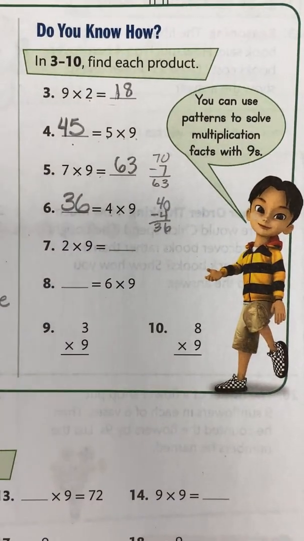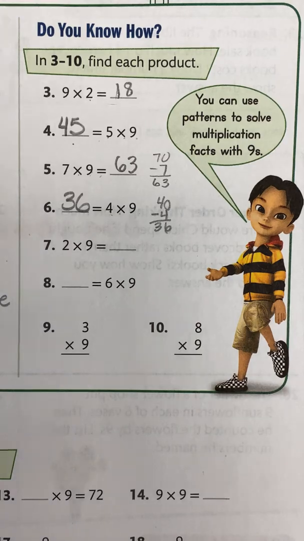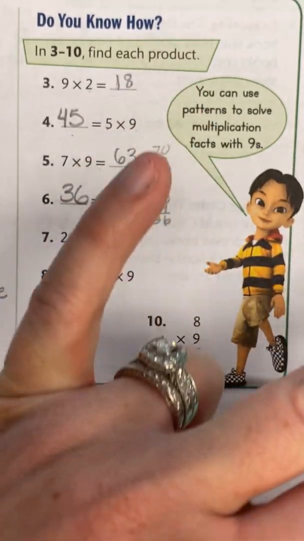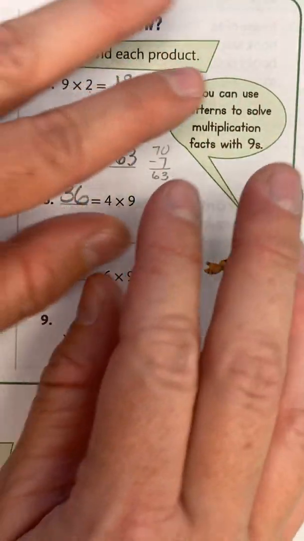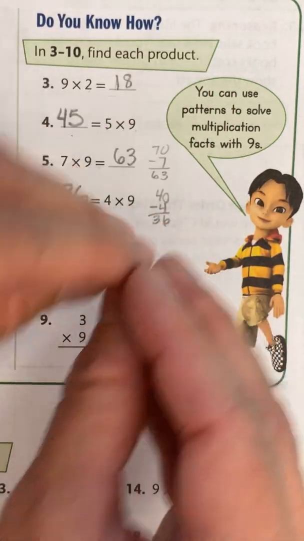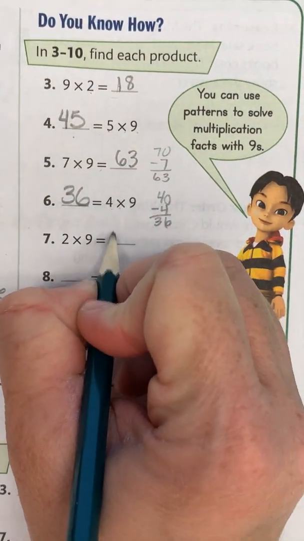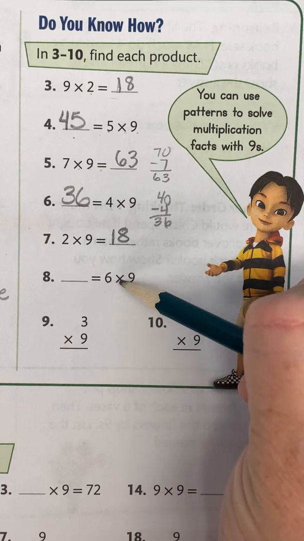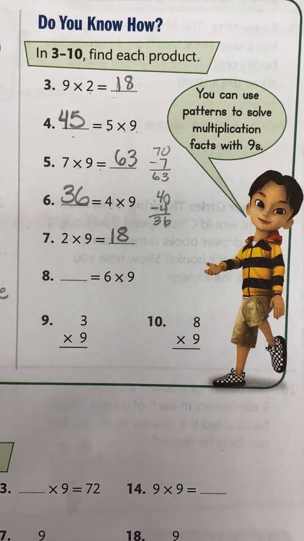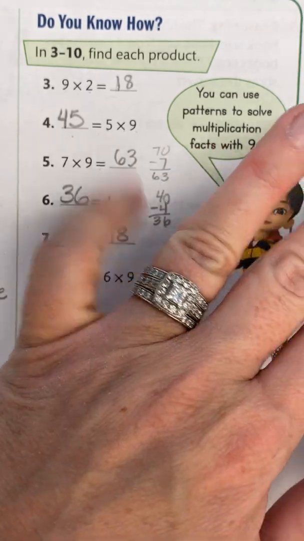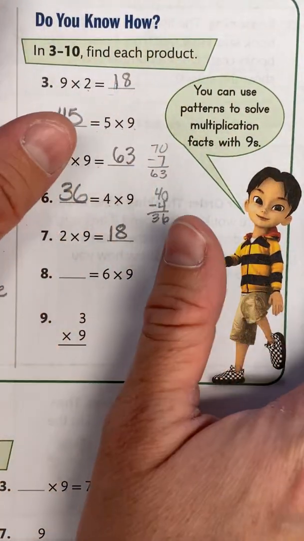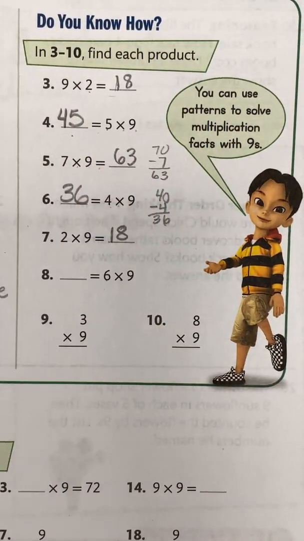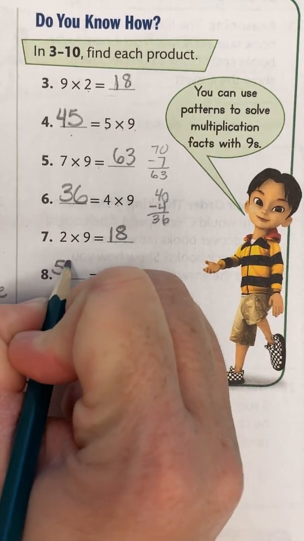2 times 9. I'm going to use my hands for this one. I'm going to use my fingers. 1, 2. I'm going to hold down that finger. I've got a 1. And get all my other little fingers in here. How many is that? 8. 18 is my answer. 6 times 9. I'm going to use my fingers again. Start from the left and count up to 6. 1, 2, 3, 4, 5, 6. I'm going to put that one down. So I have 54. 6 times 9 is 54.